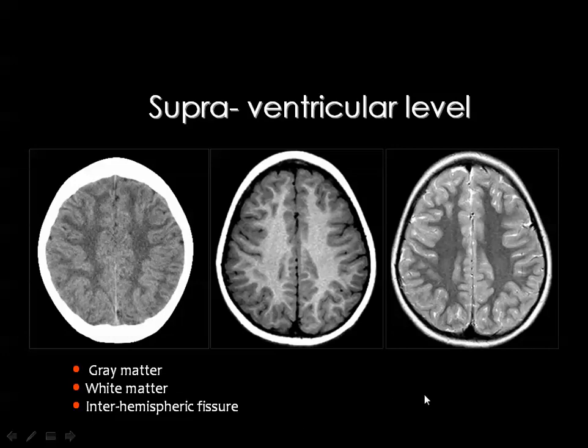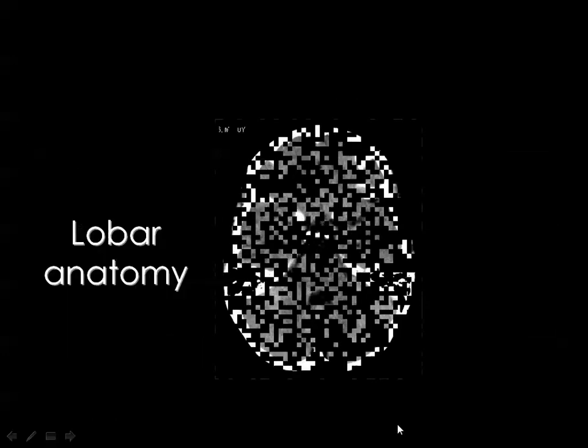Then at the supraventricular level, you can see the white matter and the cortex, and this is CT, MRI T1, and MRI T2. And you see the interhemispheric fissure, and also you can see the separation line between the gray and the white matter. This is known as the gray-white matter interface.